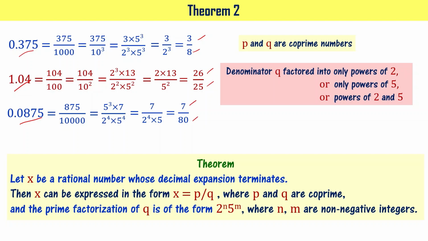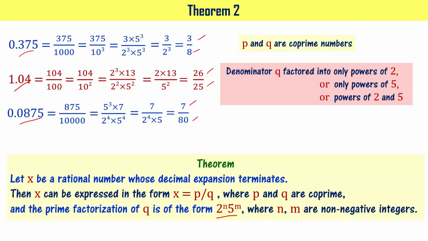So the theorem states that let x be a rational number whose decimal expansion terminates. Then x can be expressed in the form x equal to p by q, where p and q are co-prime, and the prime factorization of q is in the form of 2 power n times 5 power m, where n and m are non-negative integers.